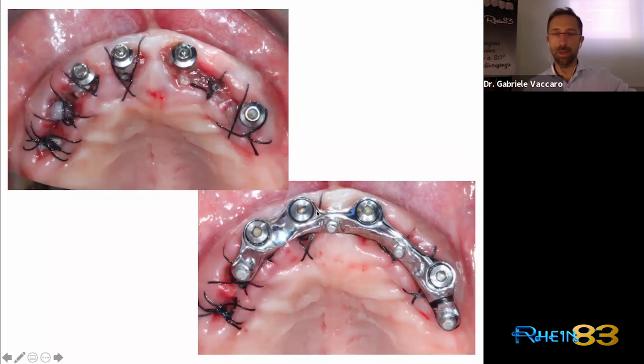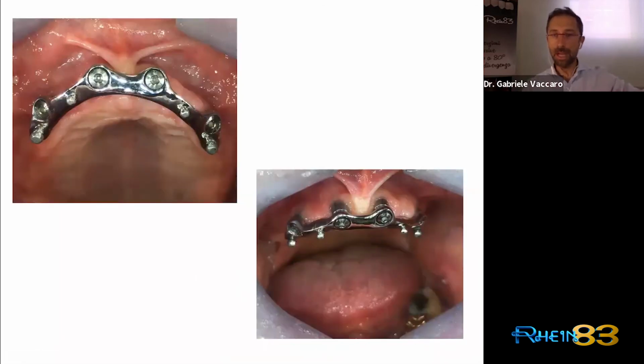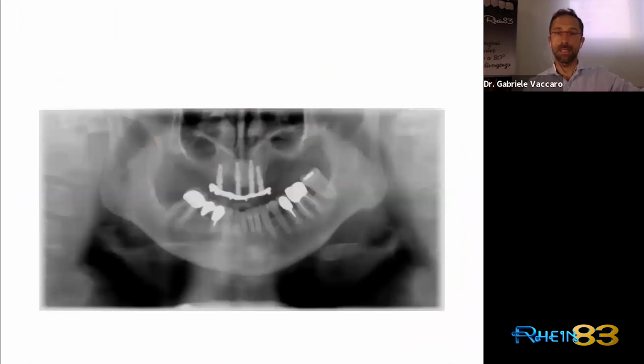This is a particular procedure that allows us to make an immediate load of the implant. And this is in the mirror, so you can see here we were able to put the implant in the most rear back part of the arch, and here there was the premolar with the clamp, and so it wasn't possible to put an implant over here. After a few years, this is the check of the situation, and this is the final denture.